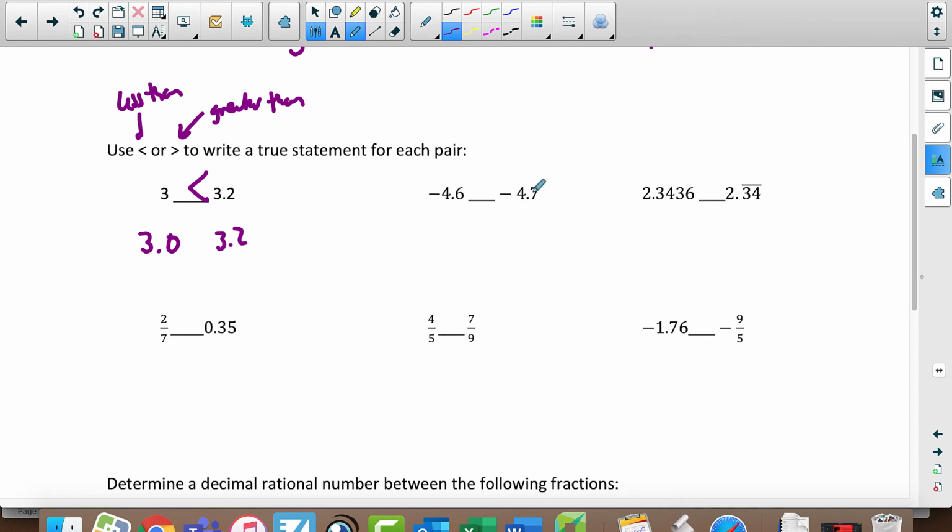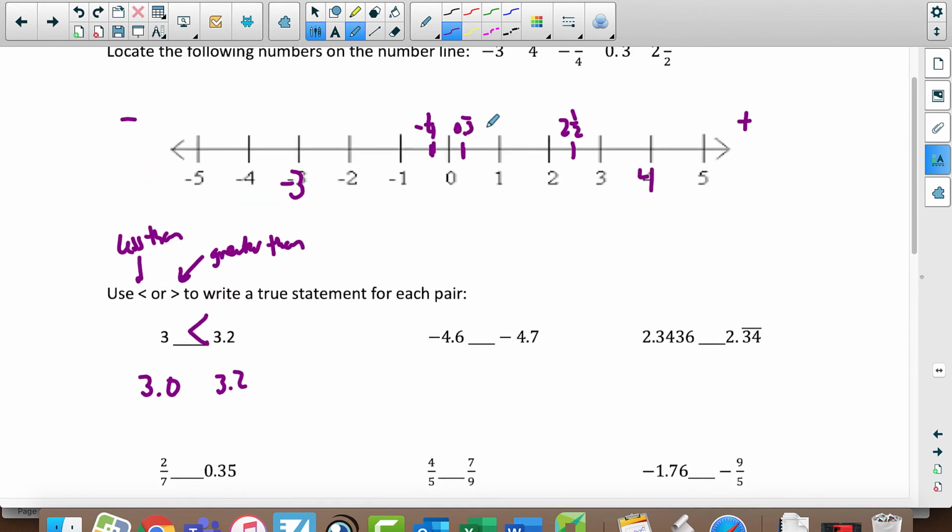How about -4.6 or -4.7? A lot of people say 4.7 here, right? 7's bigger than 6. But remember, we're talking about negatives here. -1, -2, -3, -4, -4.1, -4.2, -4.3, -4.4, -4.5, -4.6, and then -4.7 comes after that. It's further to the left. A bigger negative, right? This is a bigger negative, so it's smaller. This always confuses people. But a bigger negative is actually smaller. So this is the bigger number.